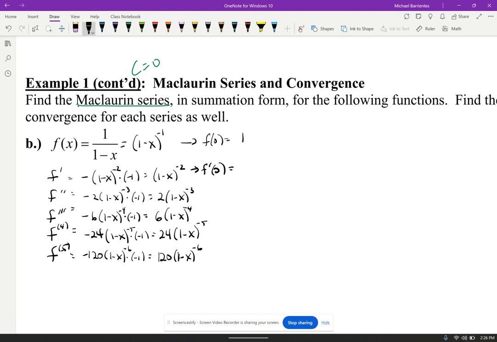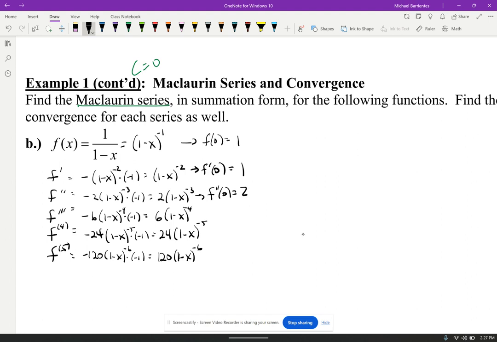F prime of 0, substitute a 0. Oh, I'm sorry, this is not 0, this is not 1, it's 0. Okay, I'm having a brain fart. Substitute a 0, 1 minus 0 is 1 to the negative 1, that's 1. Substitute a 0, 1 minus 0 is 1 to the negative 2 is 1. And then from here on out, really, all of these are going to turn into 1.